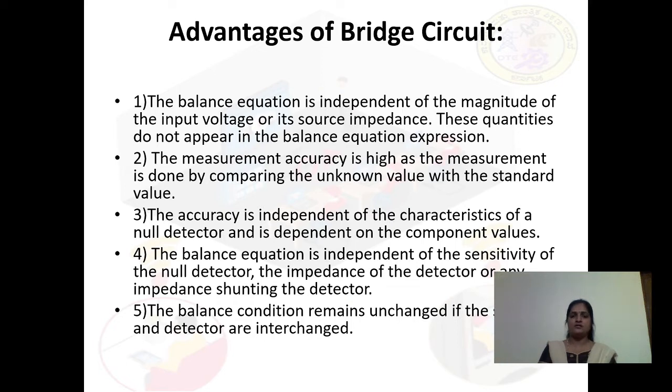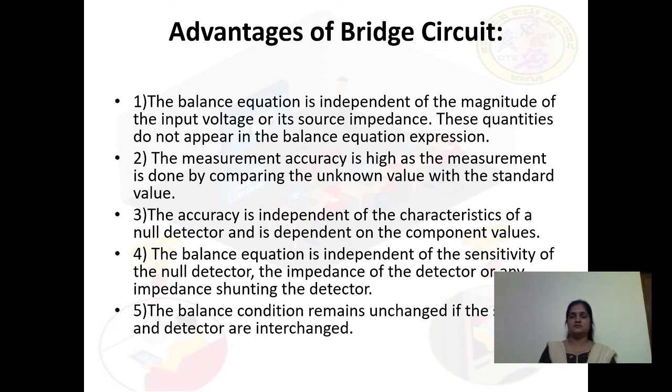The next advantage is that the balance equation is independent of the sensitivity of the null detector, the impedance of the detector or any impedance shunting the detector. And finally, the balance condition remains unchanged even if the source and detector are interchanged. Even if we change the places of the source and the detector in the bridge circuit, it doesn't alter the balance condition. These are the important advantages of using a bridge circuit.